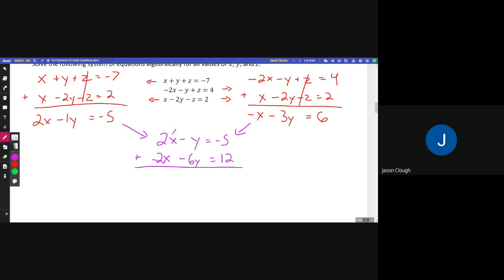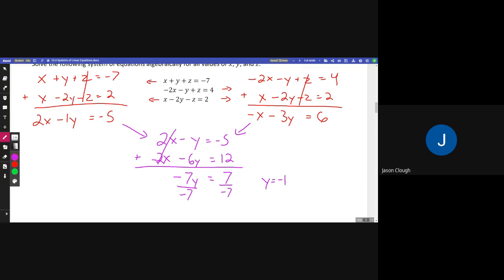Add these two, the 2x's cancel out. Then I get -1 plus -6. So -7y equals -5 plus 12, which is going to be 7. Divide both sides by -7. And I end up with y equals -1.